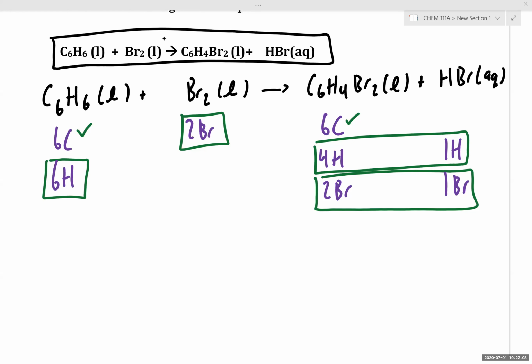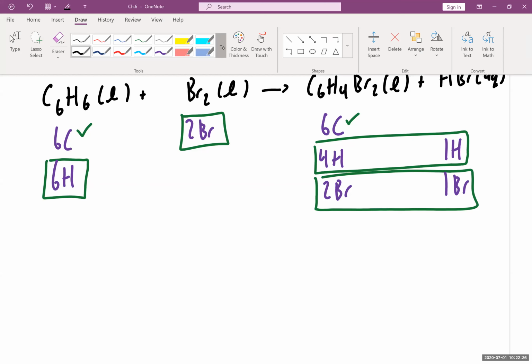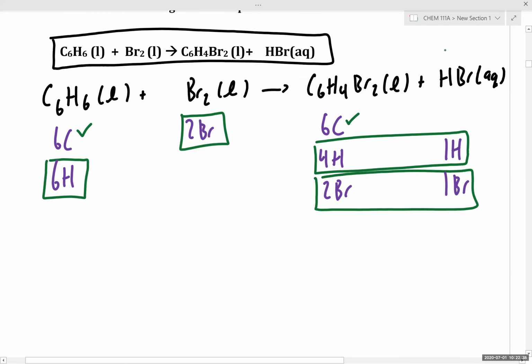So now that we see that hydrogen and bromine are not balanced, let's adjust the coefficient in the molecule that has the least number of atoms or that contains an atom that's mentioned in the least number of compounds. Carbon's balanced, so there's no point in us modifying C6H4Br2. If we adjust its coefficient, we'll unbalance carbon. So we can't really change the number of bromines on the right-hand side unless we adjust the coefficient of something on the right-hand side.